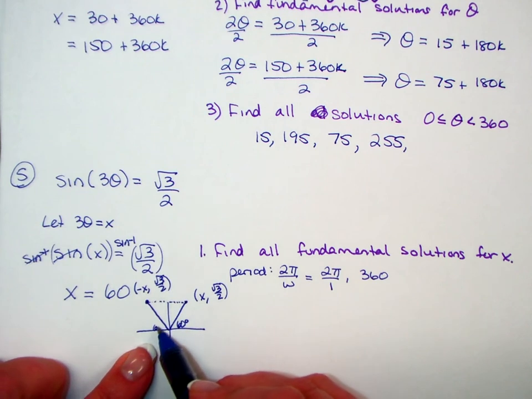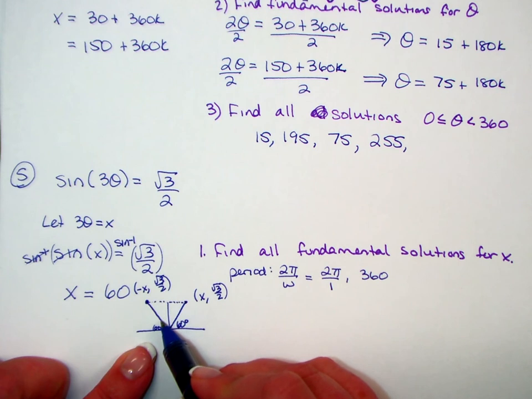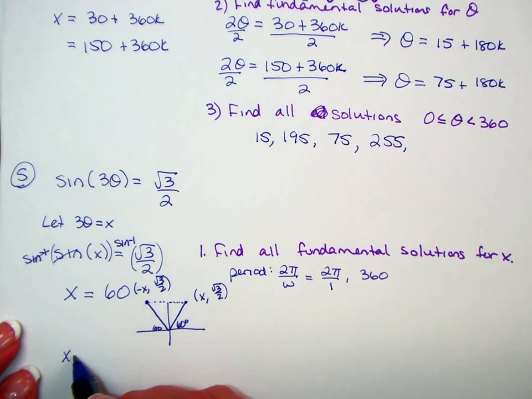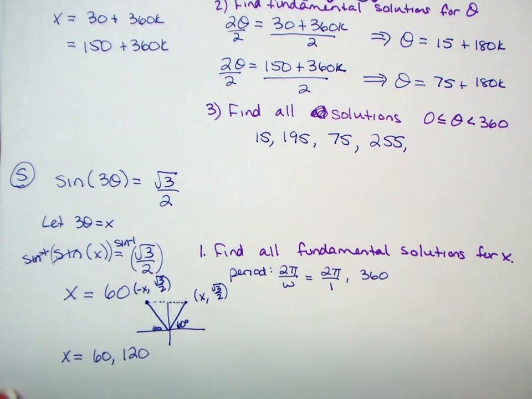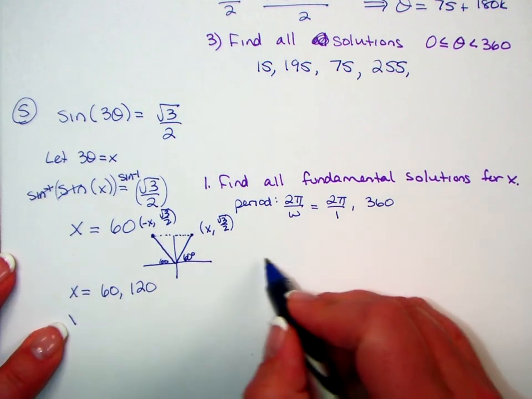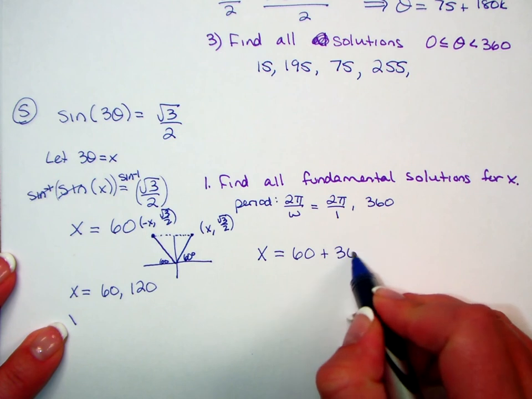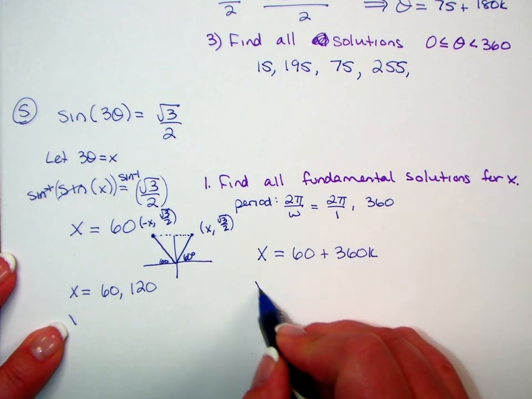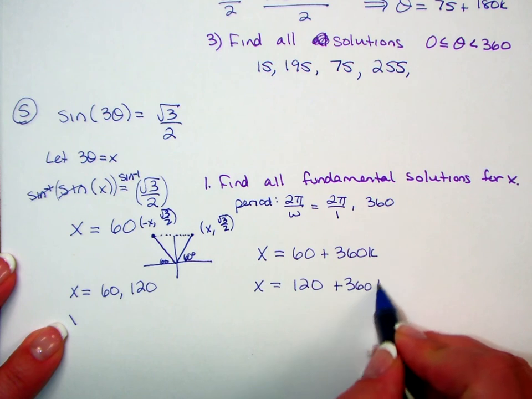Now this angle here, the reference angle, is still 60. So my second solution is when rotated from 0, we're looking at 120 degrees, right? So I get x equals 60 and 120, right? So the fundamental solutions for x, let me go ahead and do it here. X equals 60 plus 360k, and x equals 120 plus 360k, right?